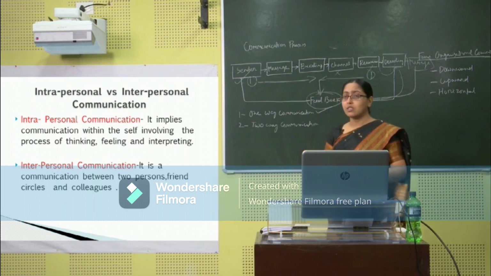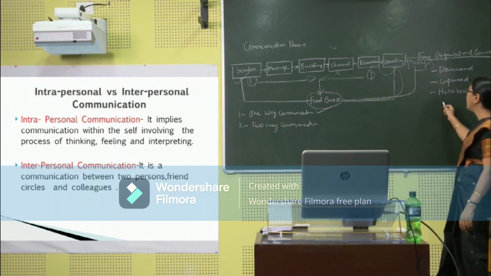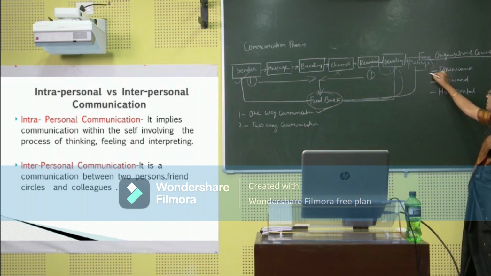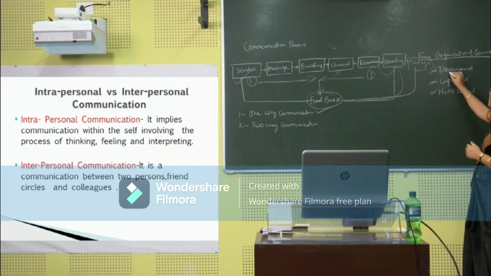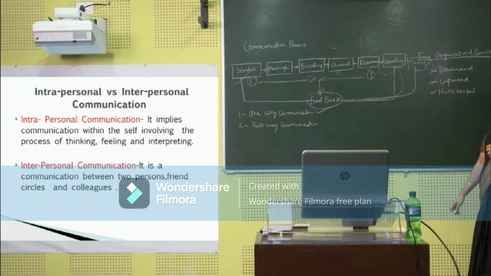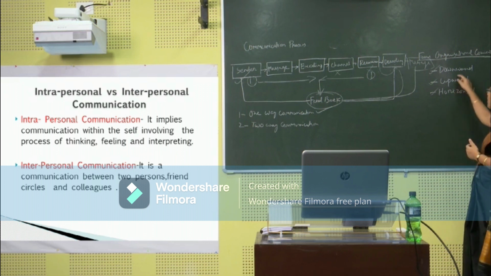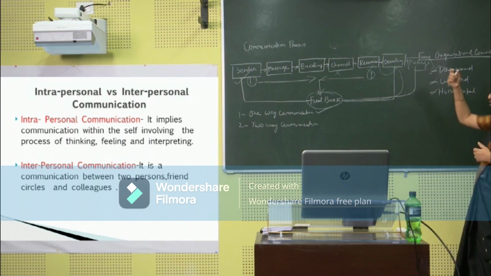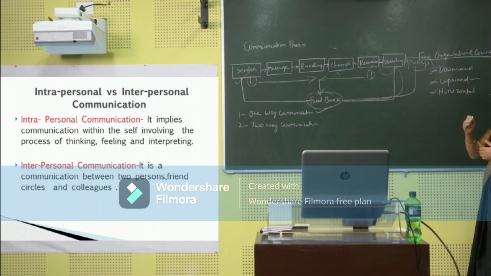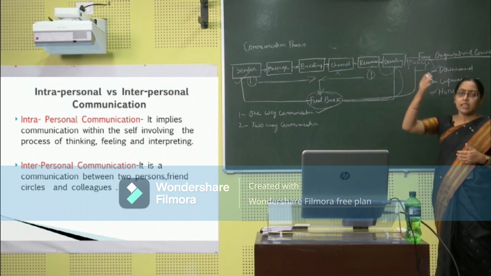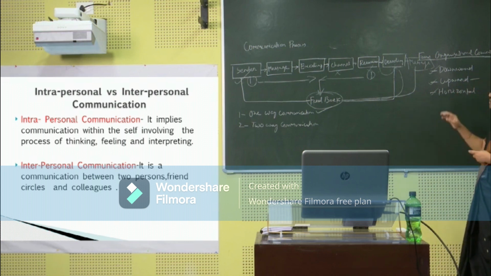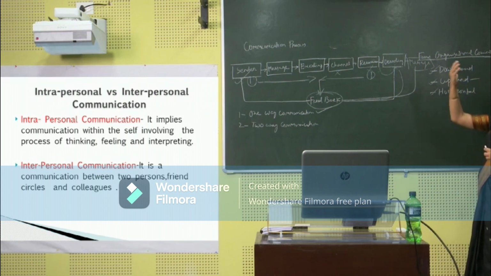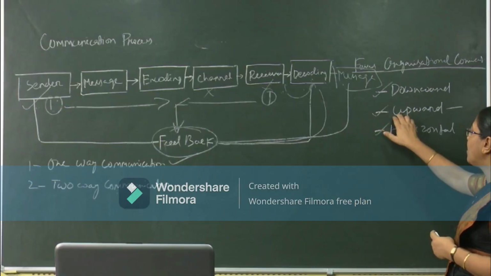Besides that, in the organization there are generally three forms of communication. One is downward communication, where the communication passes from top to bottom, from senior level officials to the lower level officials. In upward communication, any information that flows from the subordinates to the top level, from the bottom to the top, is called upward communication.